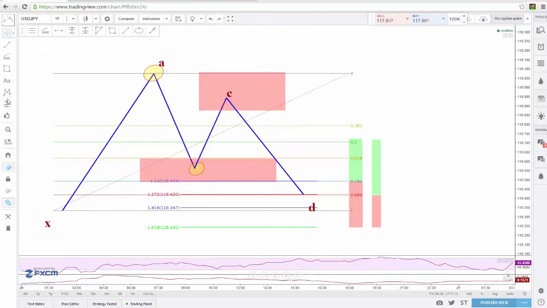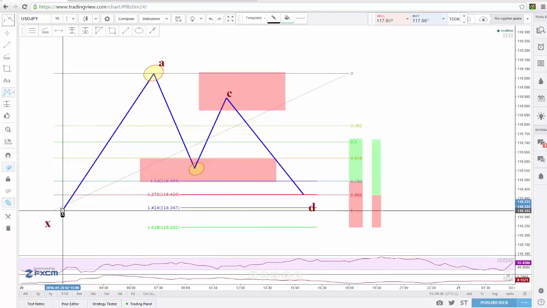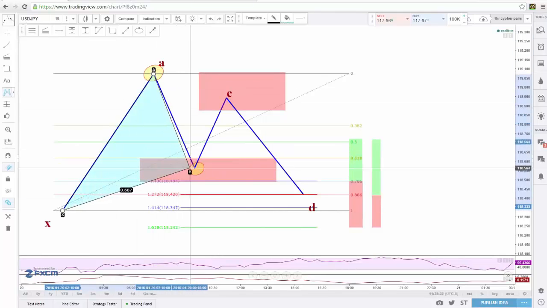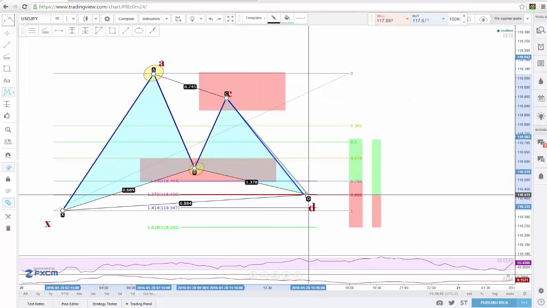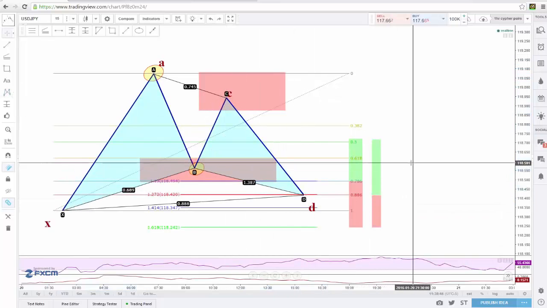And I'll go ahead and draw this in for you using our pattern tool so you can see exactly what you need to be looking for in the markets. C to D, just like that.